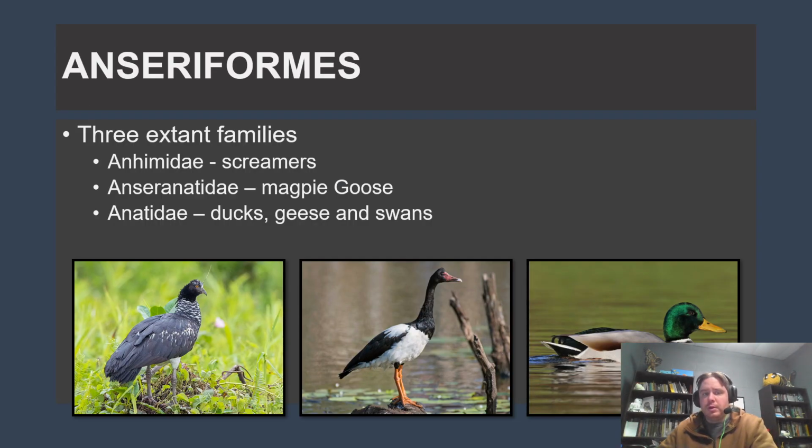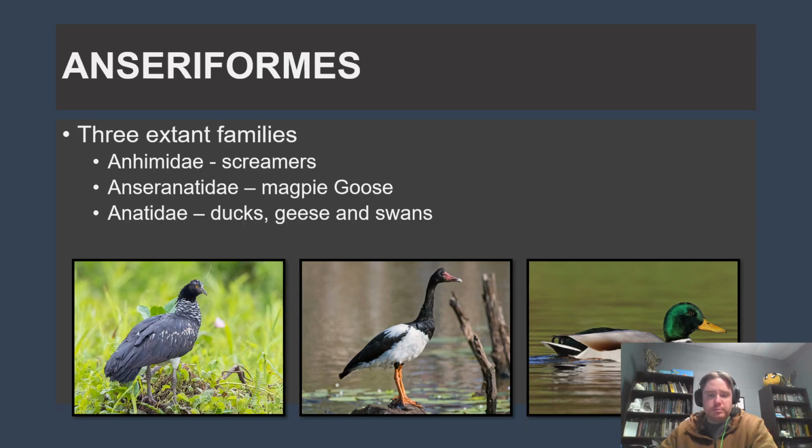So we have three extant families within this order for this tag. This is Anseriformes. Those families are Anhimidae, Anseranatidae, and Anatidae. Now, Anhimidae is a small group of three South American species that live in wetlands, and they're pretty cool.